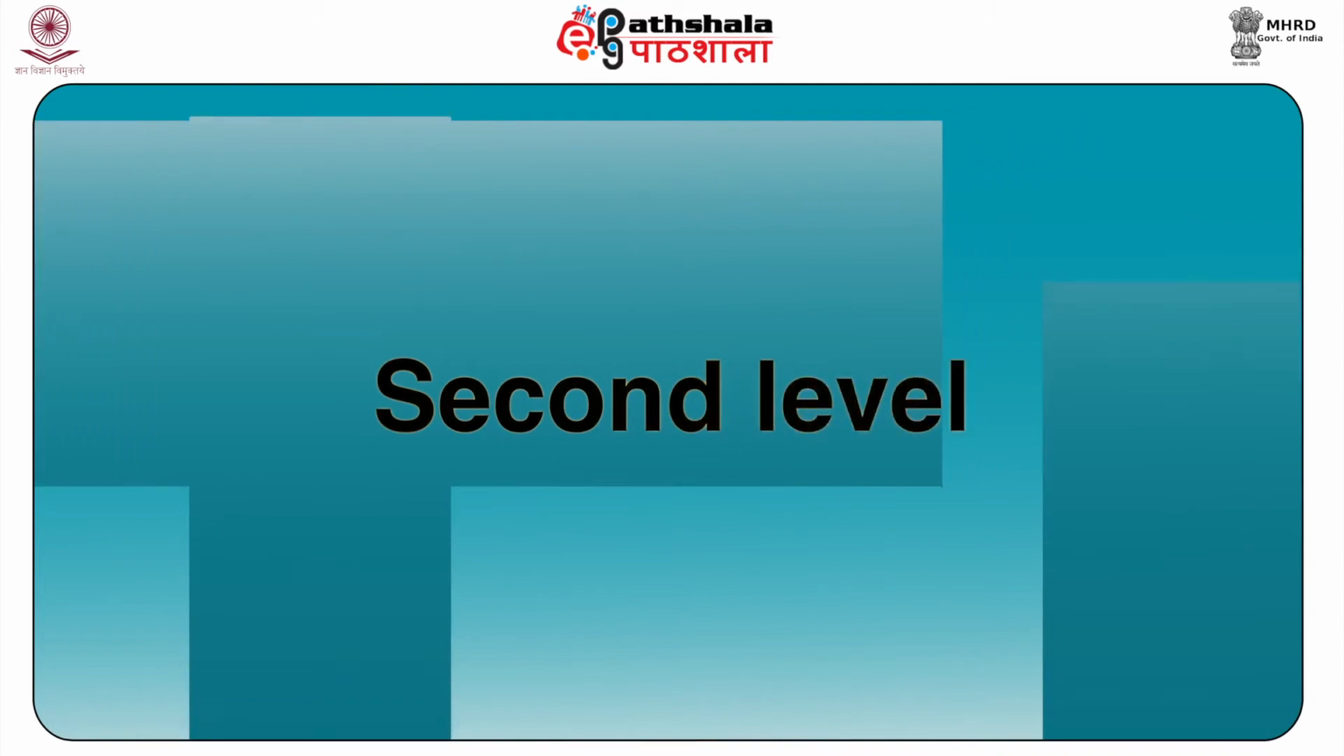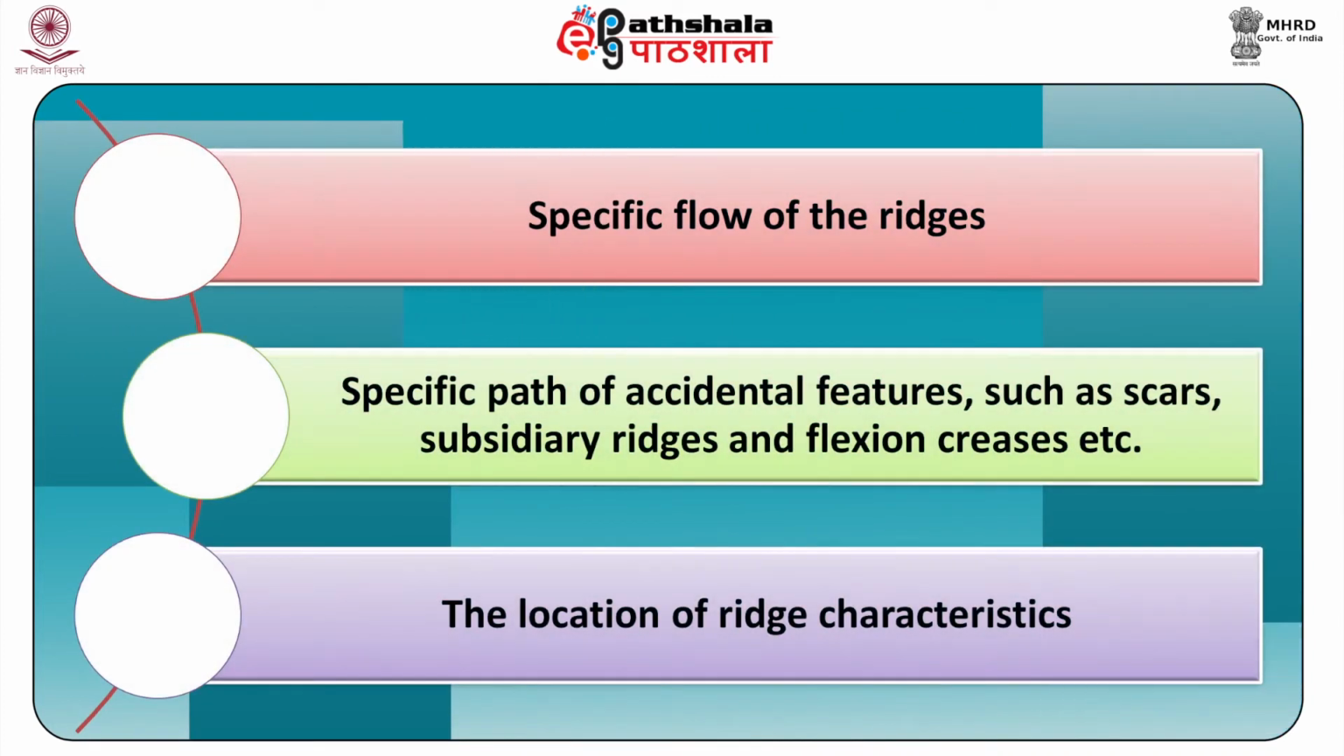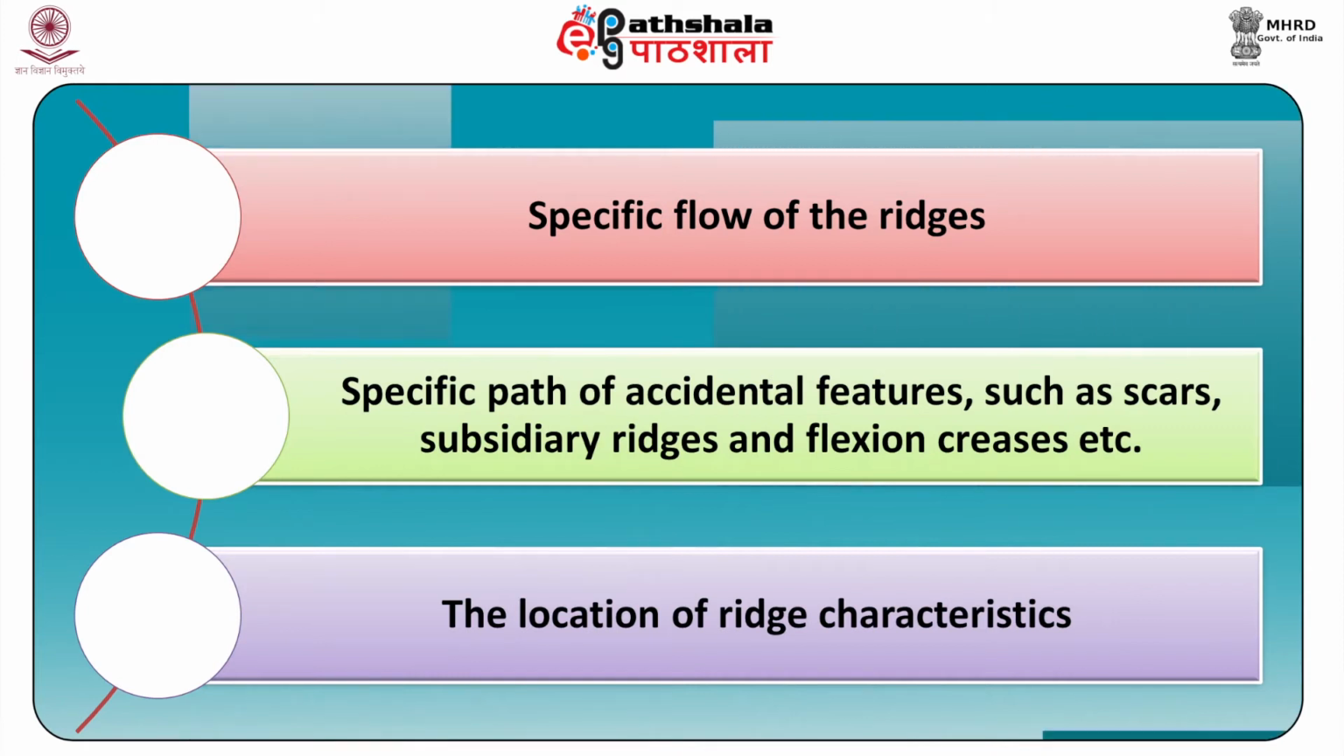Next is the second level: specific flow of ridges, specific path of accidental features such as scars, subsidiary ridges and flexion creases, etc., and the location of ridge characteristics. Identifications are comparatively processed on the basis of the number and sequence of ridge characteristics. Although ridge characteristics on the subsidiary ridges are sometimes used, the fact that subsidiary ridges appear in two impressions is by itself an aspect that could be used in the identification process.